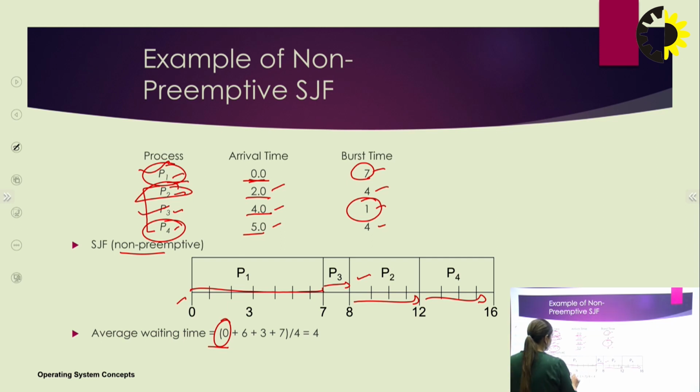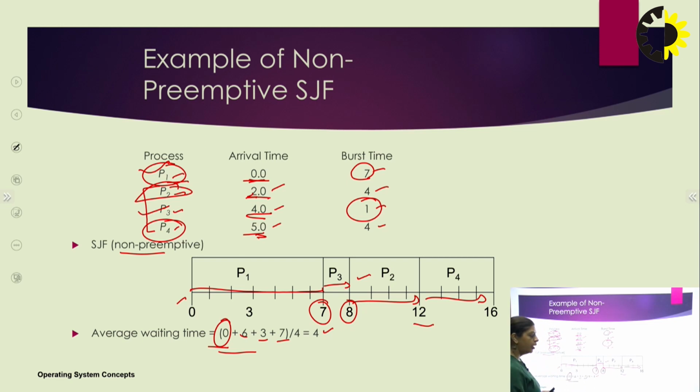Now, P2 arrived at 2 but it started at 8. So, how much time did it wait? 8 minus 2, 6. Then P3 arrived at 4 and started at 7. How much time did it wait? 7 minus 4, 3. P4 arrived at 5 but started at 12. So, how much time did it wait? 7. This is the way, and we will divide by 4 to get the average waiting time.